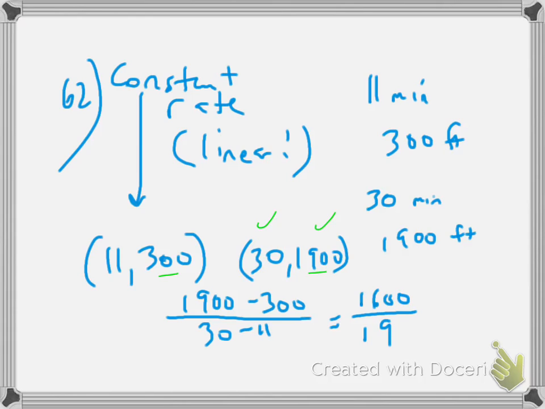Now that's your rate, 1600 feet every 19 minutes. You know what? That's a valid answer. That's fine. If you want to be more specific, because what does that equal? You bring out your trusty calculator and you get 84.2. I've rounded it to the nearest tenth, just on my own. And what does that mean? Well, it lowers 84 feet per minute.